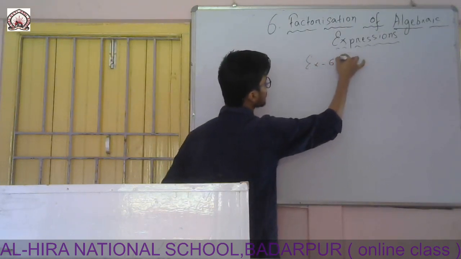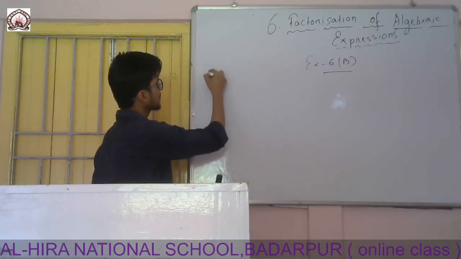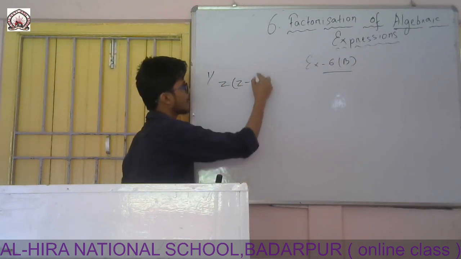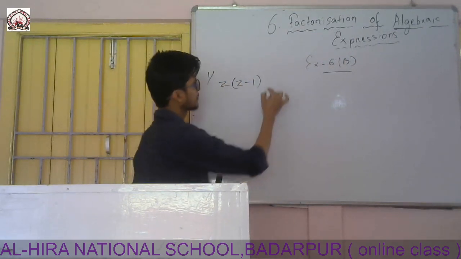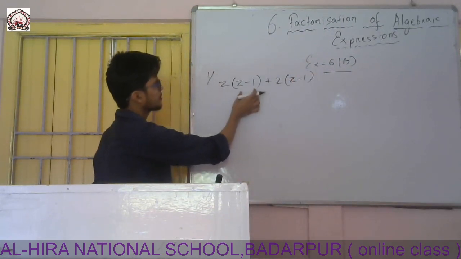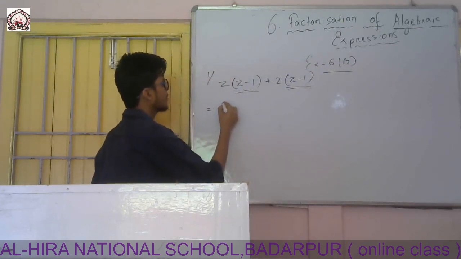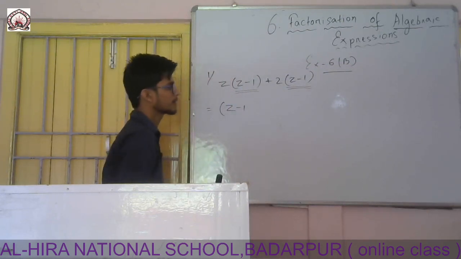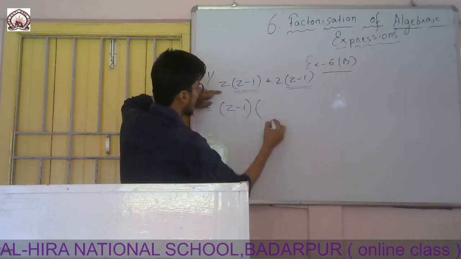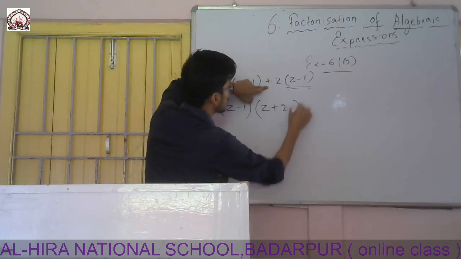Exercise 6b. Question number 1. z minus 1 plus 2 into z minus 1. So by seeing, you can understand that z minus 1 is common in both the cases. So simply I will take out z minus 1. Which one is left here? I will give the bracket. There is z left and there is plus 2 left.